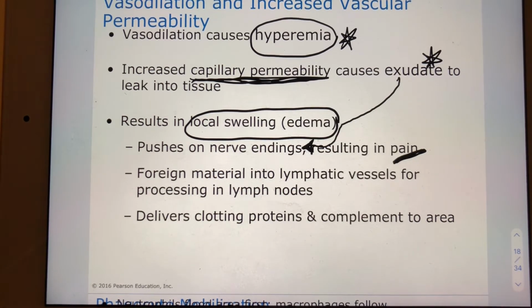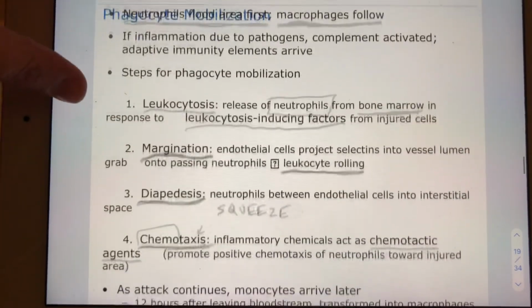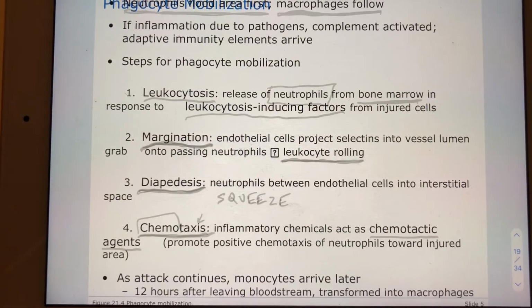Moving on to slide 20. The third major step in inflammation is phagocyte mobilization. And again, neutrophils, I know you can't see this here, but I'm sure you can see it on your version, the one that you print. Neutrophils arrive first, and macrophages act as sort of like the replacement troops, okay, and they're going to be more lasting.